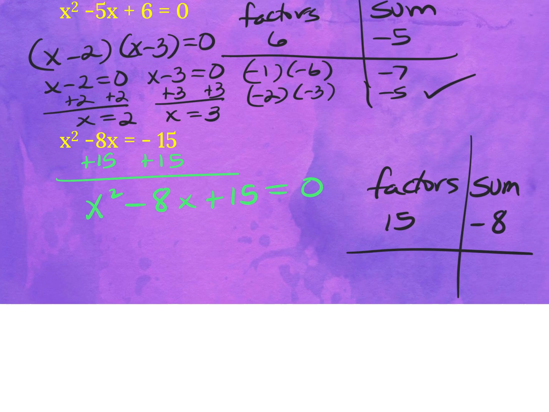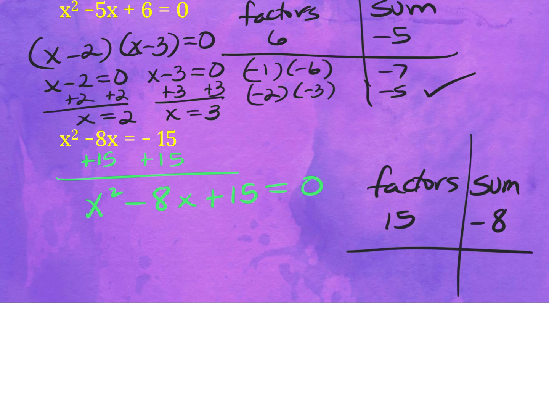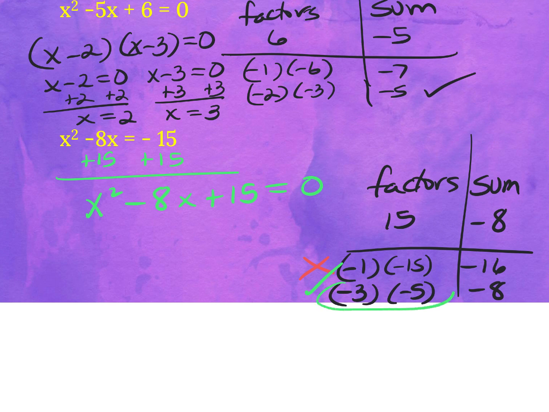So if I start my organized list, and again, signs are the same, so they've both got to be negative. This gives me negative 16. This one doesn't work. Let's try the next one. 2 doesn't work, but I can do 3. Negative 3 times negative 5. And when I add those, it gives me the combination I need. So this is going to be the combination.